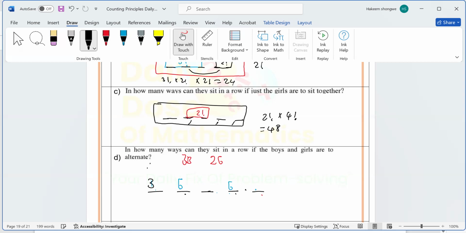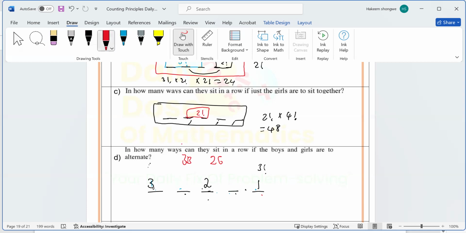But I'm going to use 1. If I use 1, when I go to task number 3, I'm left with 2 boys. And then I use 1. When I go to the last space, I have 1. So 3 multiplied by 2 multiplied by 1 is what we call 3 factorial. And then with girls, I'm going to do exactly the same thing.